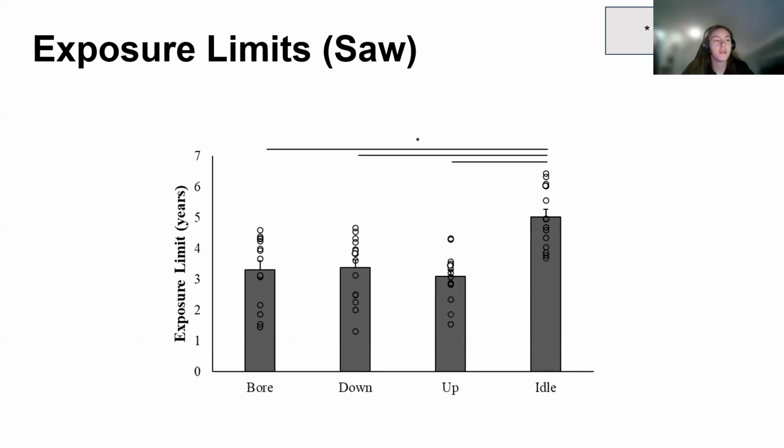When looking at exposure limits, they were significantly higher in the idle than the other conditions. Essentially, the exposure limit here was about 5 for idle and 3 for all of the cuts. This means that anytime you progress with these same conditions, so essentially the magnitudes and frequencies that you're cutting at, anytime you progress beyond this 5-year limit, that's when you're going to start really seeing those signs and symptoms of these various hand-arm vibration pathologies.